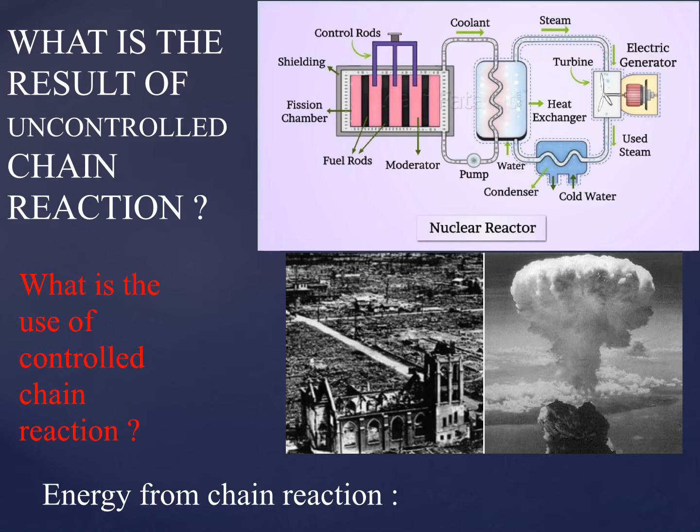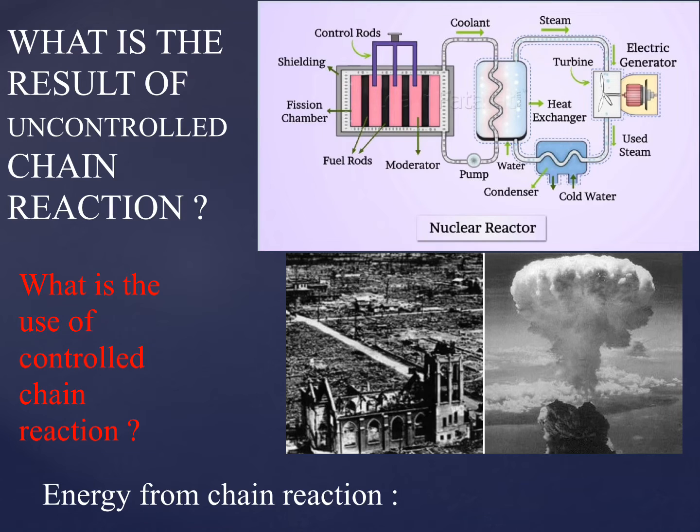Now let's answer the question. The question says, what is the result of an uncontrolled chain reaction? It is important for you to know that in an uncontrolled chain reaction, a huge amount of energy is given off very quickly. For example, the tremendous amount of energy from an atomic bomb is the result of an uncontrolled chain reaction, as you can see in the picture in front of you. Also in the power plants, they use controlled chain reaction.